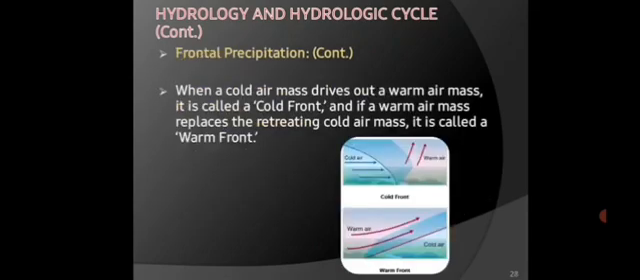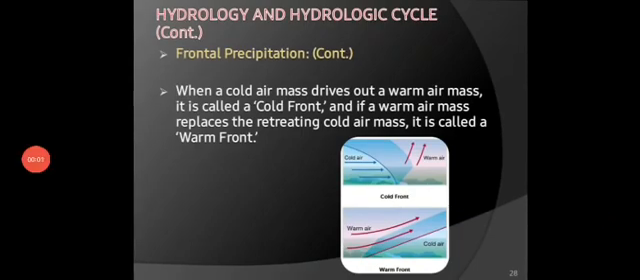See, when a cold air mass drives out a warm air mass, it is called a cold front. And if a warm air mass replaces the retreating cold air mass, it is called a warm front. So, in cyclonic precipitation, what happens? The warm air is lifted by the cold air, right? So this is frontal precipitation. You just have to remember the figure.